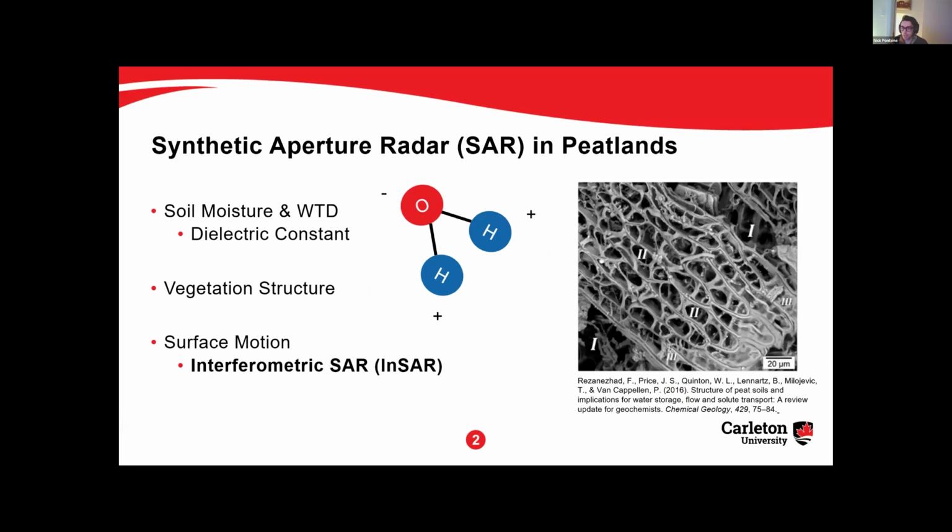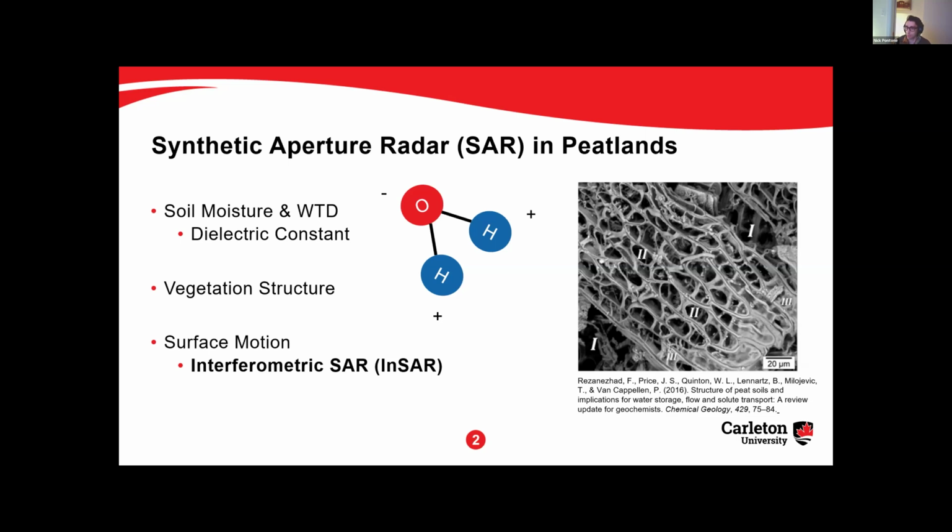So Yasemin talked briefly about synthetic aperture radar in peatlands. I'm going to talk a little bit more. So SAR is an active remote sensing instrument. It emits electromagnetic radiation in the microwave domain, and it's very sensitive to water. That's why it's so useful for natural targets. And this is really based on something we call the dielectric constant, which is how we express the interaction of electromagnetic waves with a medium. So vegetation canopy in microwave wavelengths is a medium, soil is a medium.